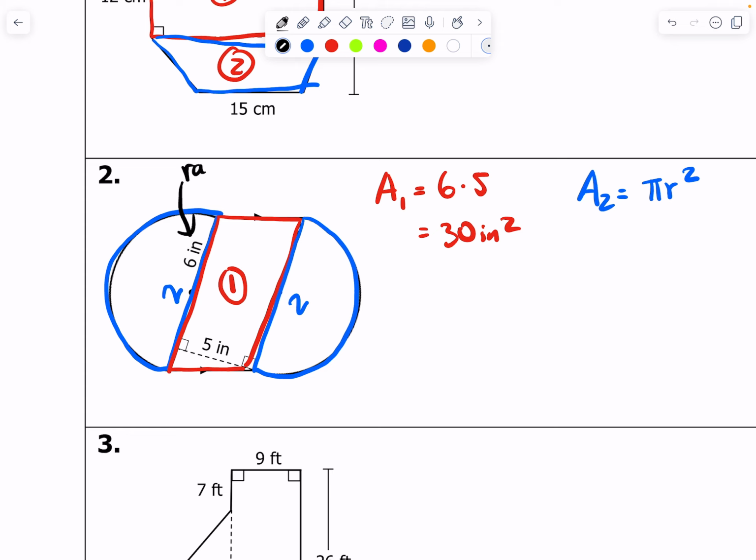Radius. However, if this 6 is written like here, or if it's written like right here, that means it's diameter. So be careful on where it's written. It's going to tell you whether it's a radius or a diameter. So for A2, I'm going to go pi 6 squared, which is 36 times pi. I'll use my calculator.